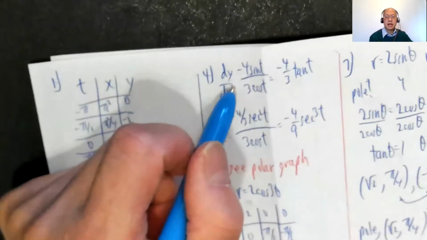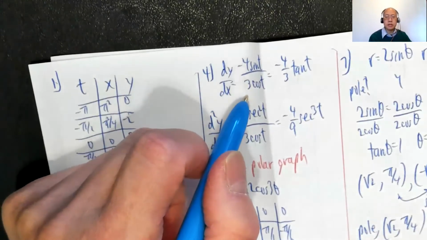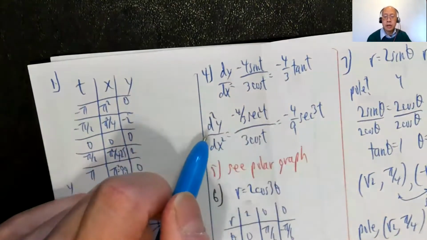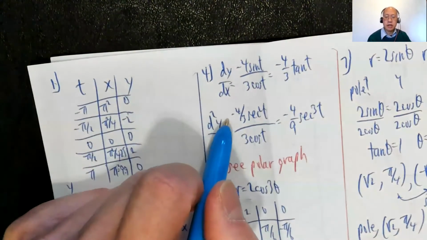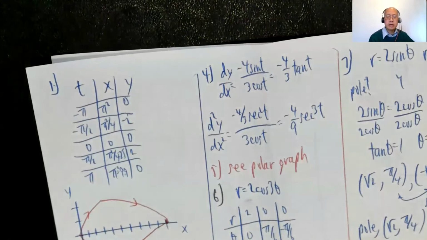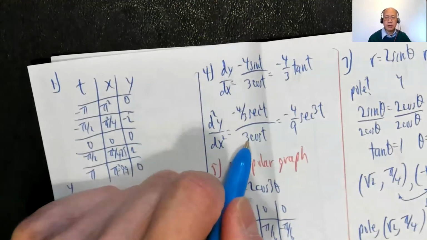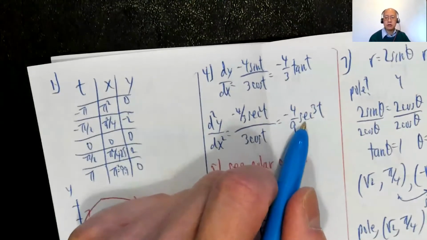Number 4, dy/dx is negative 4 sine t over 3 cosine t, which is negative 4/3 tan t. d squared y over dx squared is the derivative of this with respect to t, which is negative 4/3 secant squared t, divided by dx/dt. Just copy this, negative 4/9 secant cubed.